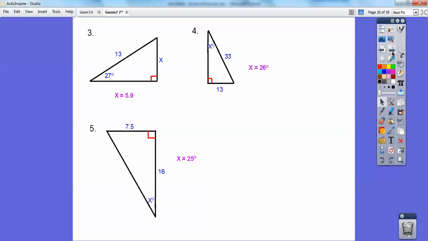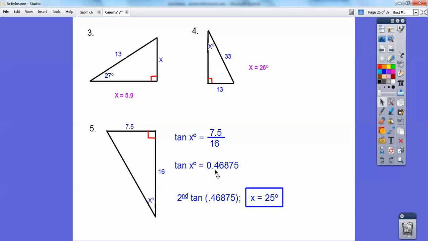Okay, or you go down your tangent column, you guys. If you go down your tangent column and find the one that's closest to 0.46875 on your tangent column, and then scroll backwards and you'll see it's the one that's at 25 degrees.